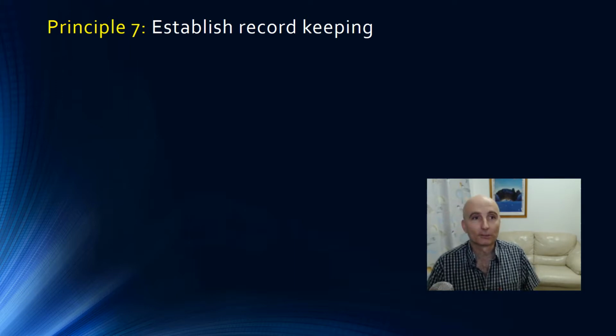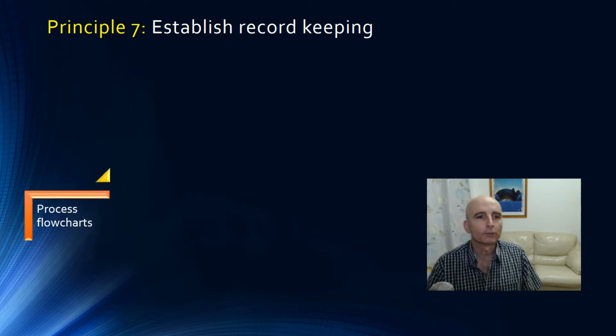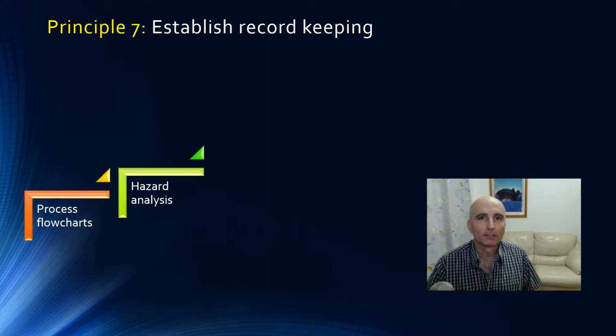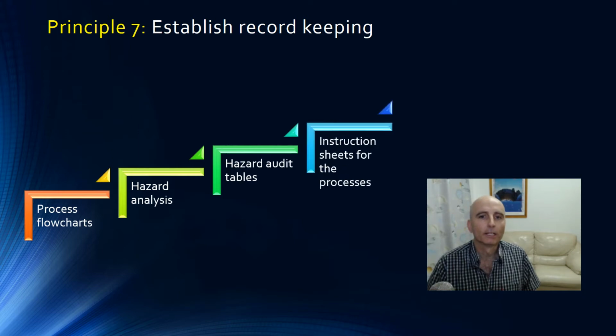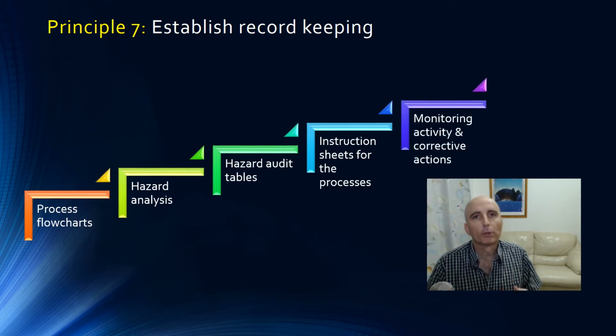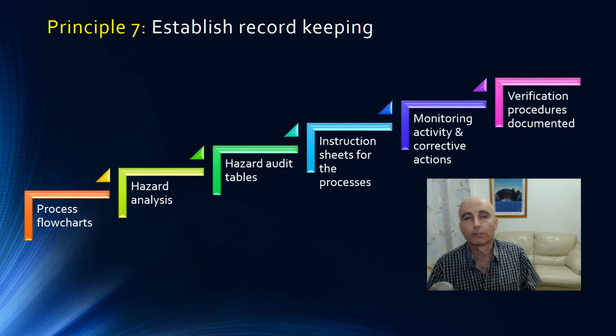At this point, you're probably going, I can't believe it, is there any more? We're on the final principle, so we're on the home run, and this one's establishing record keeping. First of all, we'd be checking on process flow charts and hazard analysis, which we've already done. We're also looking at the hazard audit tables, and if there are any deviations, going back and having a look at that. The instruction sheets for each process, which is the CCP and the critical limit. Looking at our monitoring activity and the corrective actions that have been taken throughout the process. And finally, looking at our verification procedures, making sure they're documented and actually reviewing them.